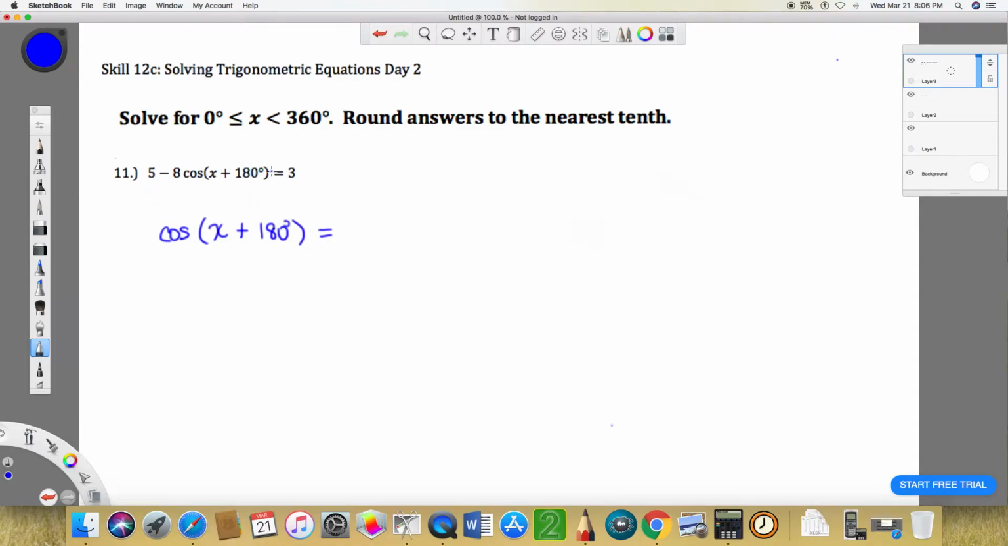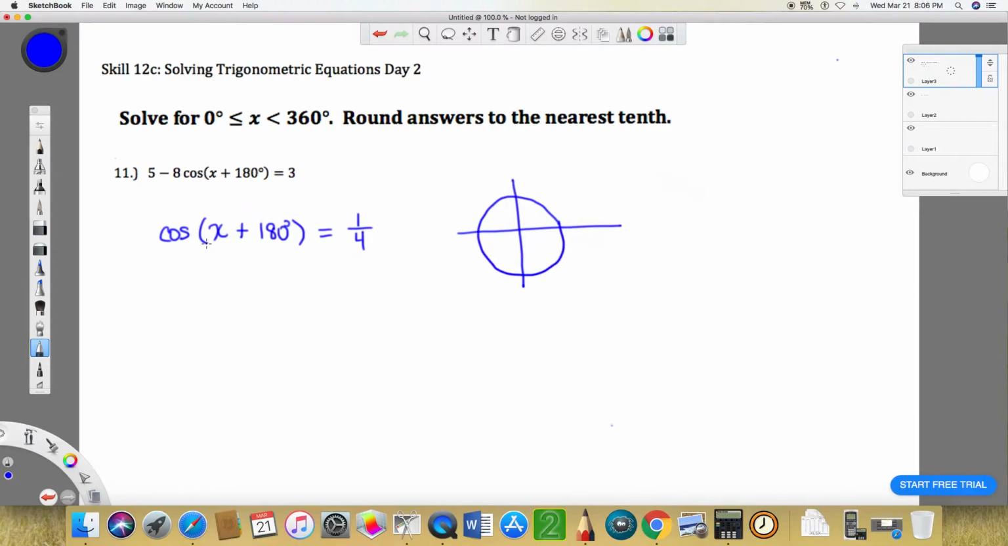If we subtract 5, we've got -2. If we divide that by -8, we get 1/4. Now, if I look on my unit circle, I don't have an x-coordinate of 1/4. So I'm going to have to use my calculator.